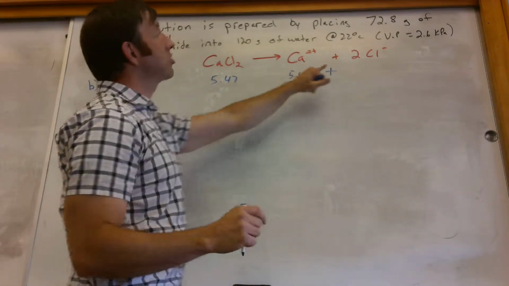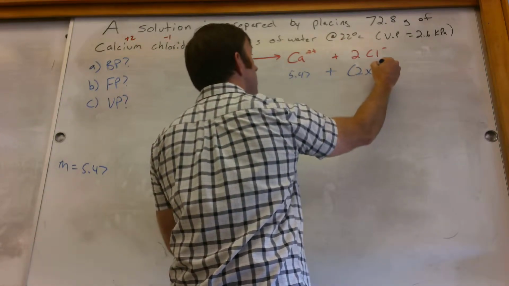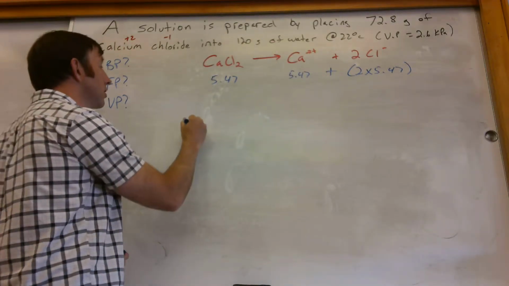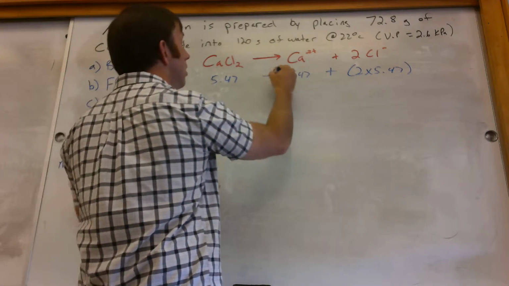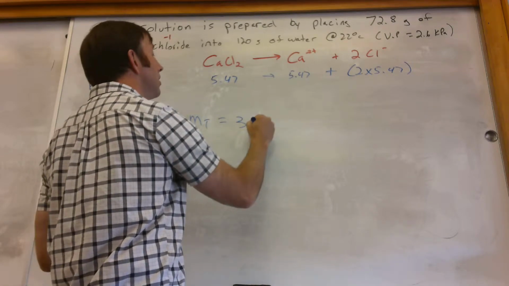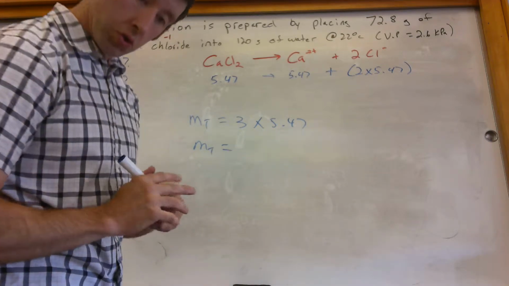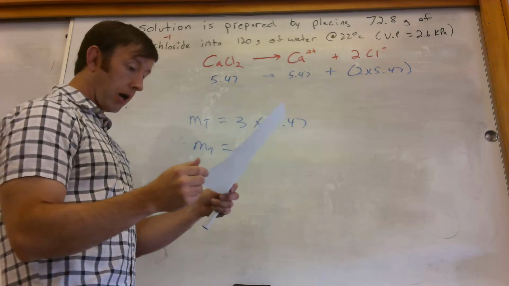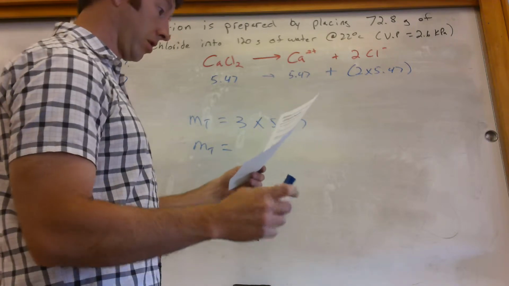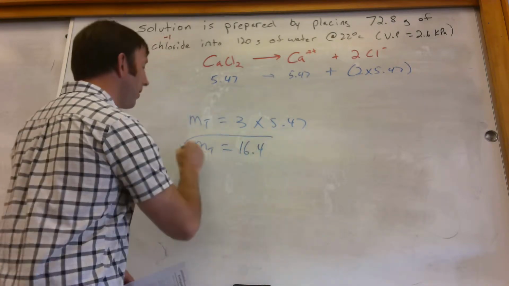Plus, I've got 2 chlorine ions forming, right? So I'm going to take 2 times 5.47. Essentially, my total molality in this case is going to be equal to 1, 2, 3 times my original molality. MT will be 3 times 5.47. MT, total molality, is equal to, let's see, I've already done this calculation, 16.4. Sorry about that pause. All right, so that is my total molality.